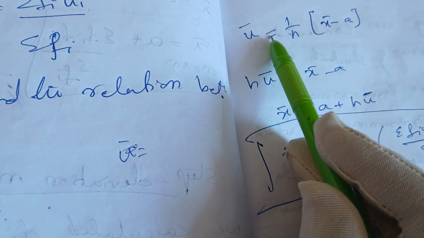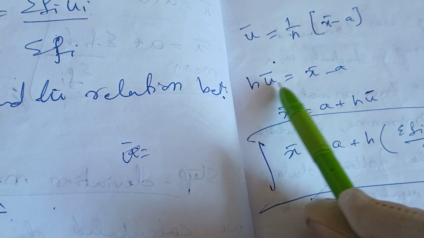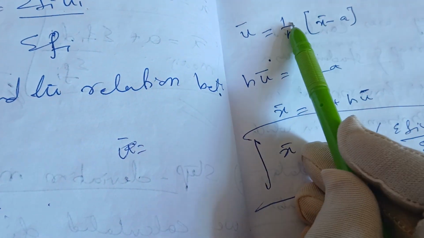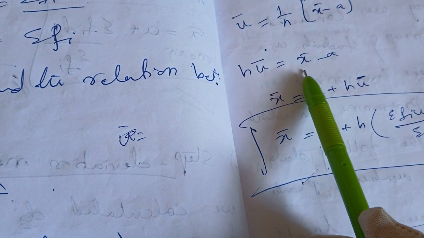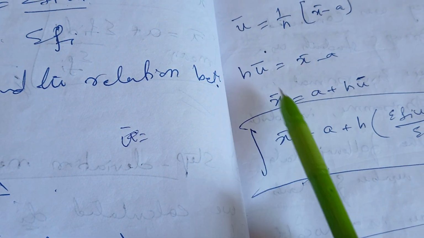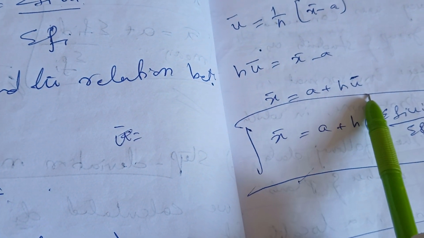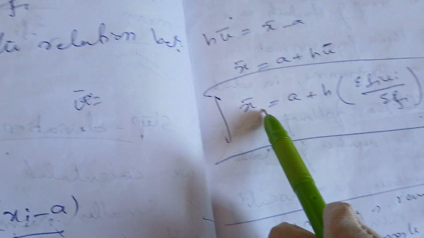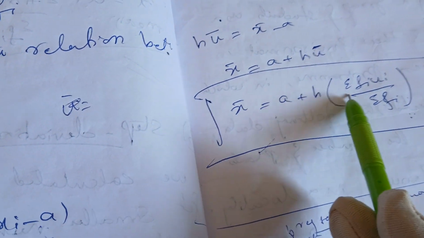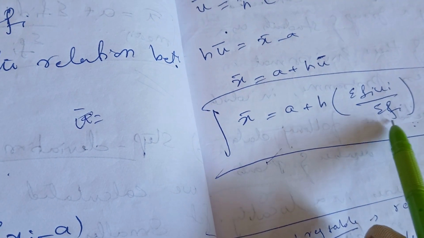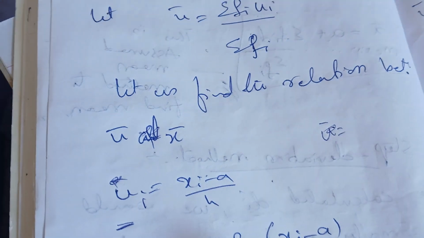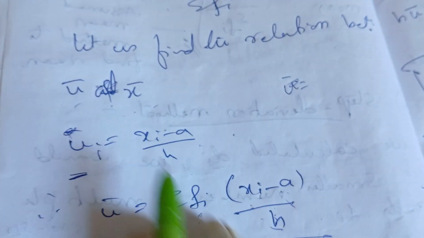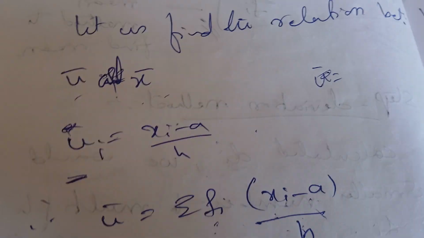So what we have done here is cross multiplication. You get h into u bar equals x bar minus a. When we take a to this side, we get x bar equals a plus h u bar. So x bar, your mean, equals a plus h into sigma of fi ui by sigma of fi. So this is your second method. Sometimes if the question asks to find the relationship between u bar and x bar, you have to solve it like this. Clear? Next we will start with your exercise problems.